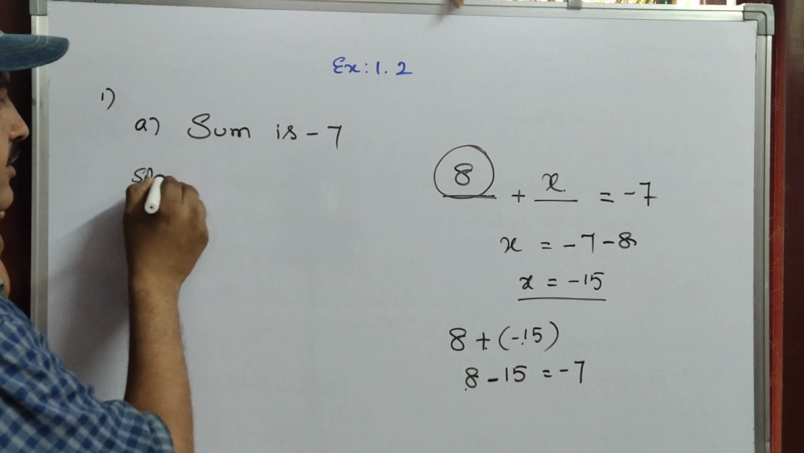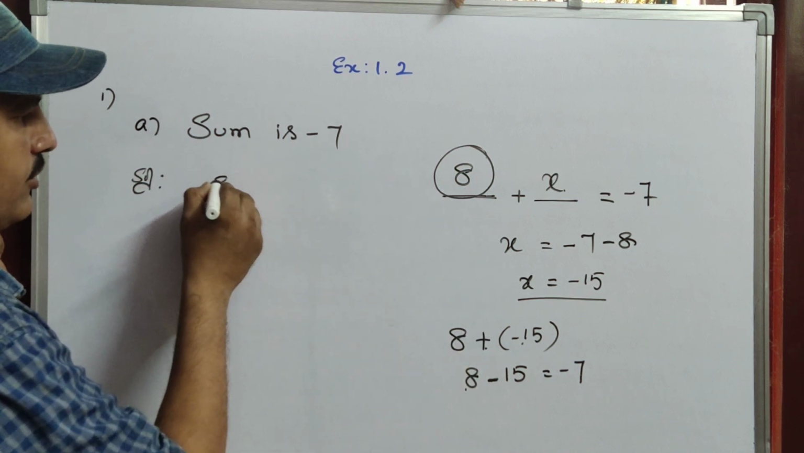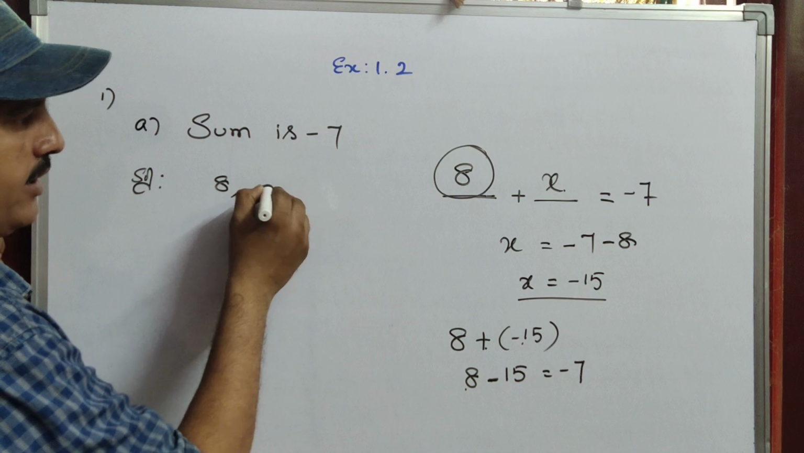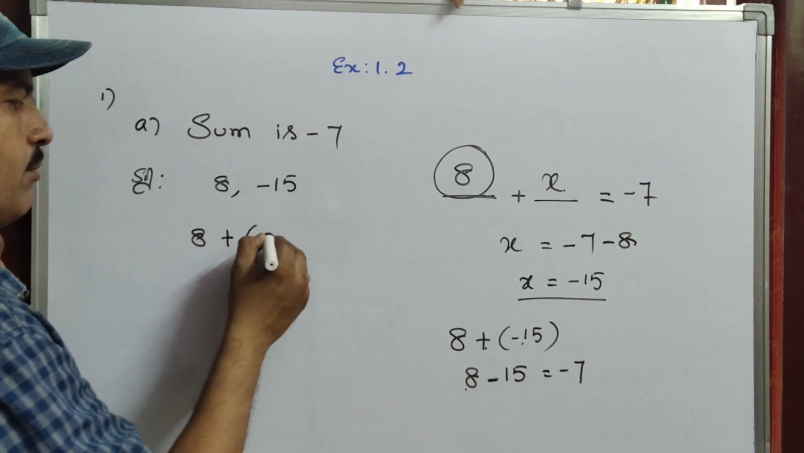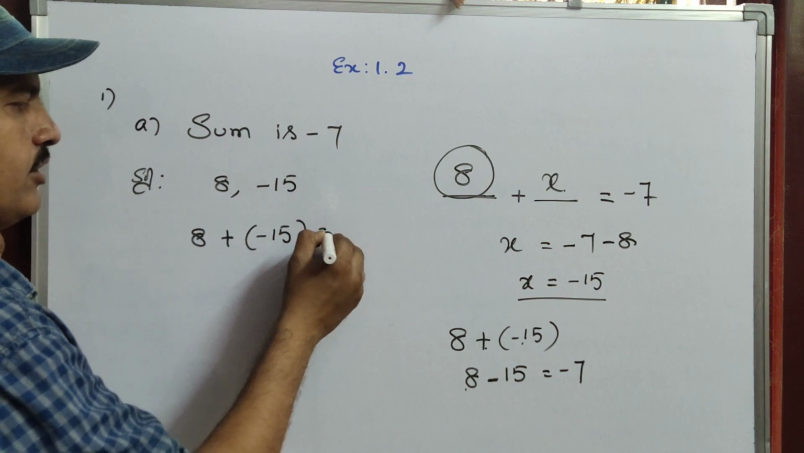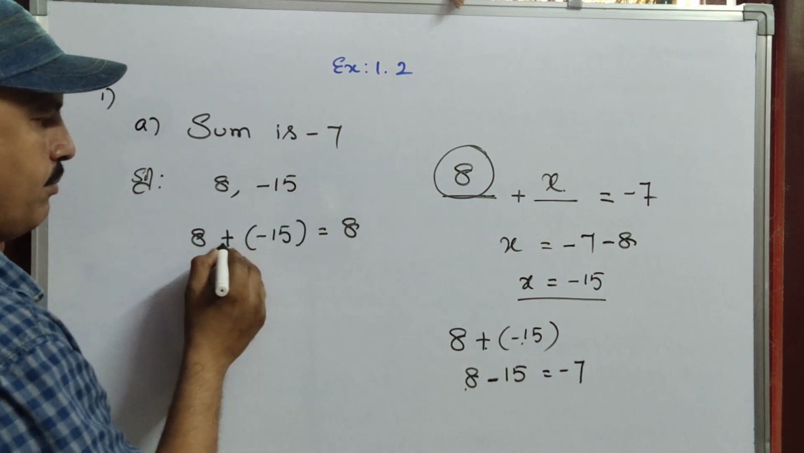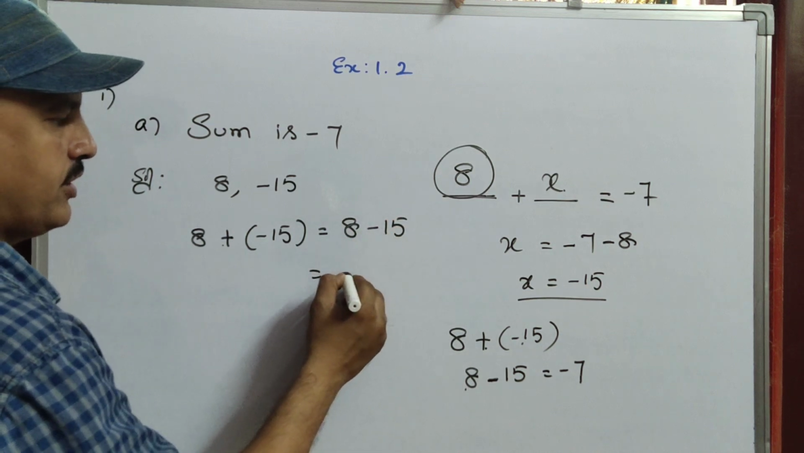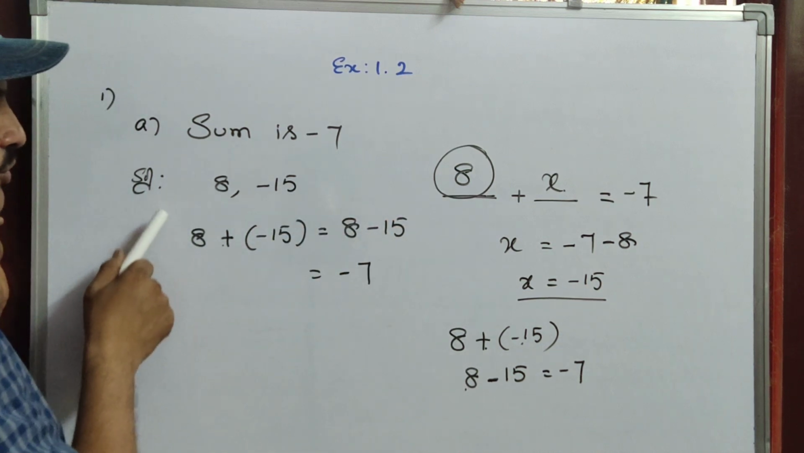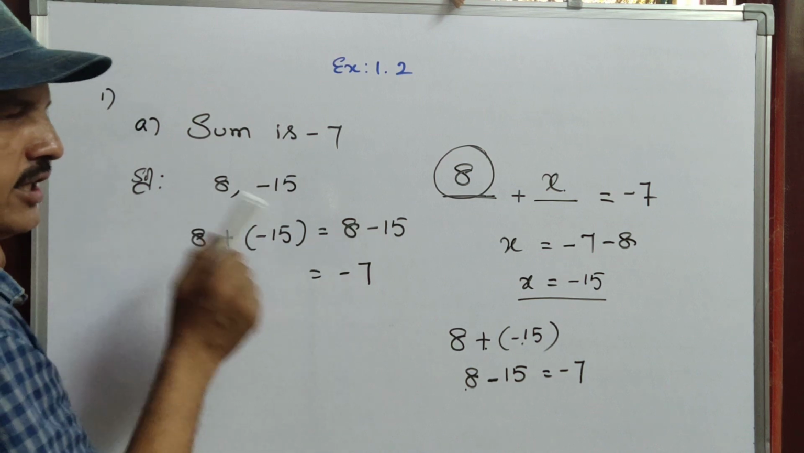Solution: you can write 8 and minus 15. That means 8 plus minus 15 equals 8 minus 15, which is minus 7. That means if you add 8 and minus 15 you will get minus 7.